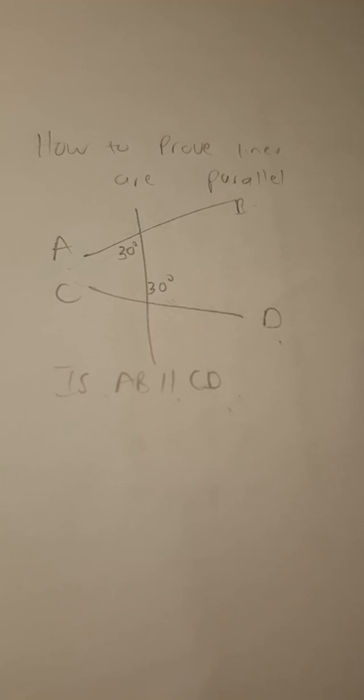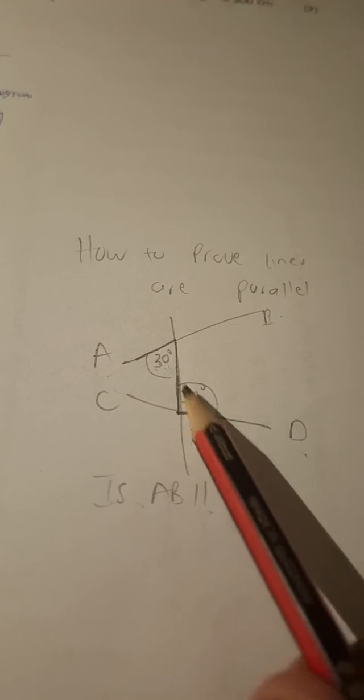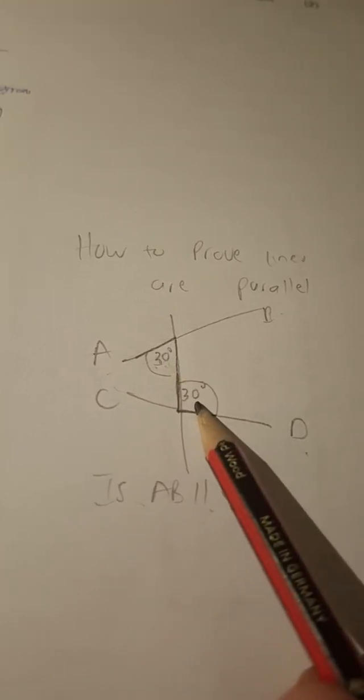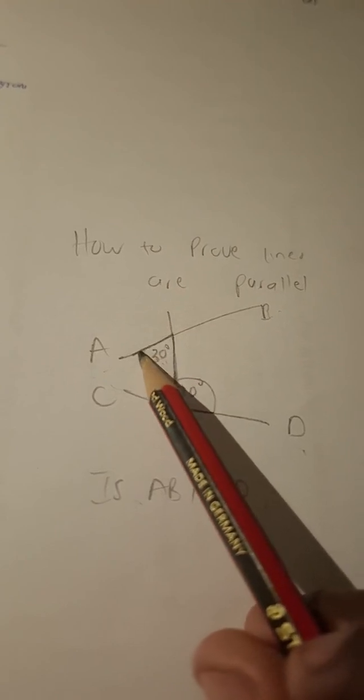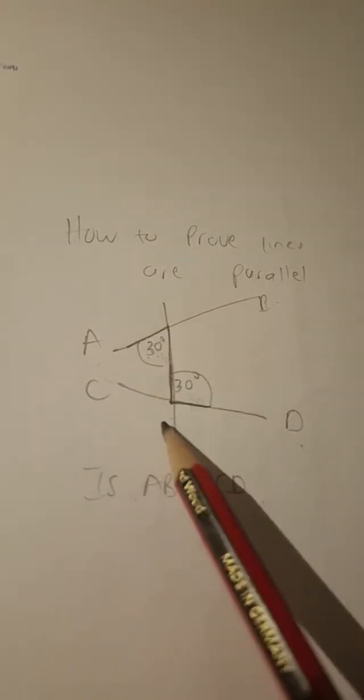Marlene is saying the Z effect. Now, listen, guys. These two angles were there already. What do you notice about these two angles? Yes, Marlene is saying the Z effect. This 30 degrees and this 30 degrees are in the alternate position. They are actually alternate angles.